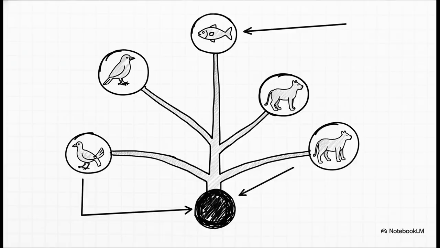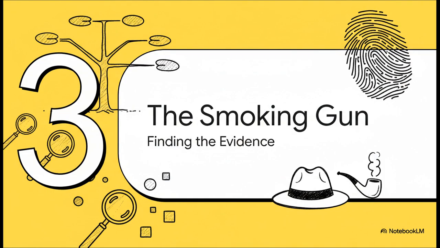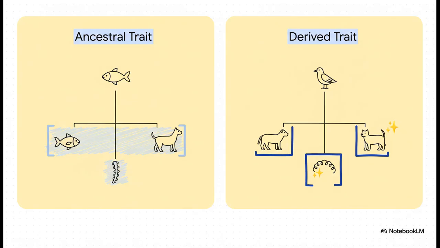So how do we actually build these trees, right? What's the evidence we're using to decide where all those branches split? Well, just like any good detective, we need to find clues. And in the story of evolution, those clues are traits. But here's the thing. Not all clues are created equal.